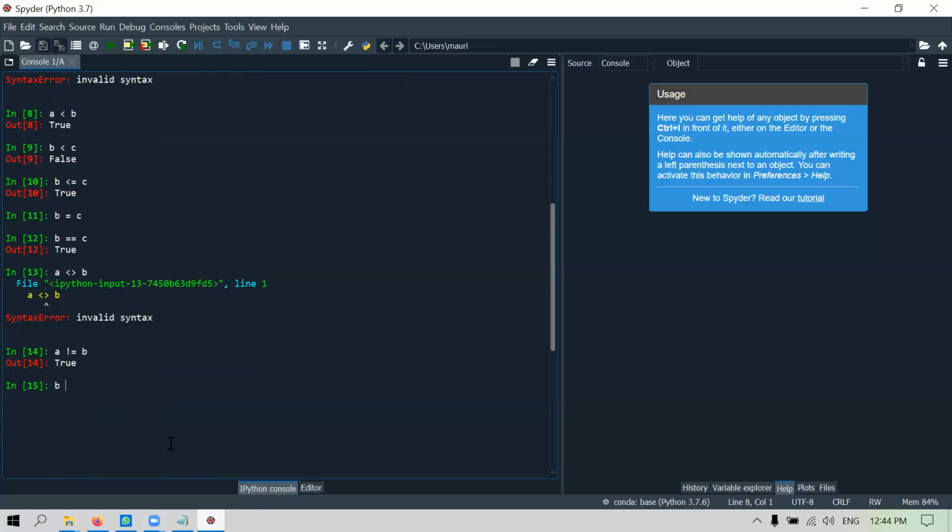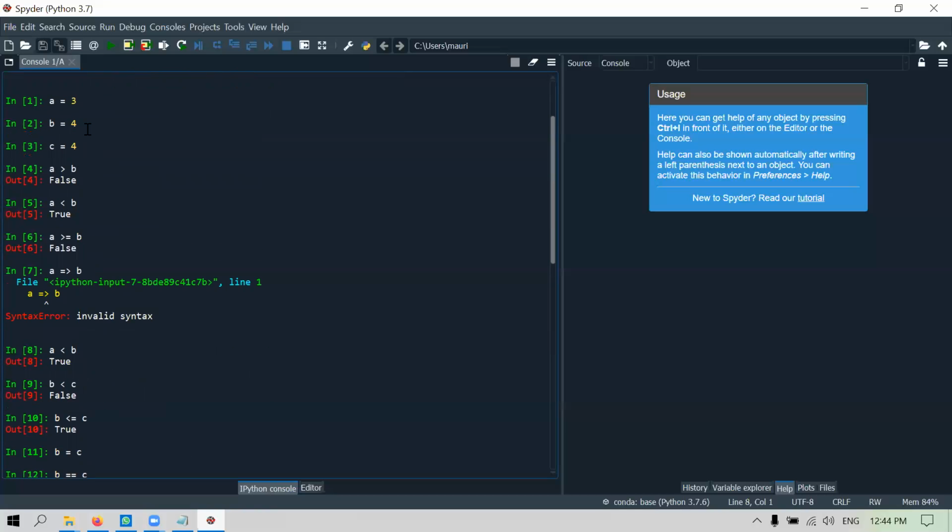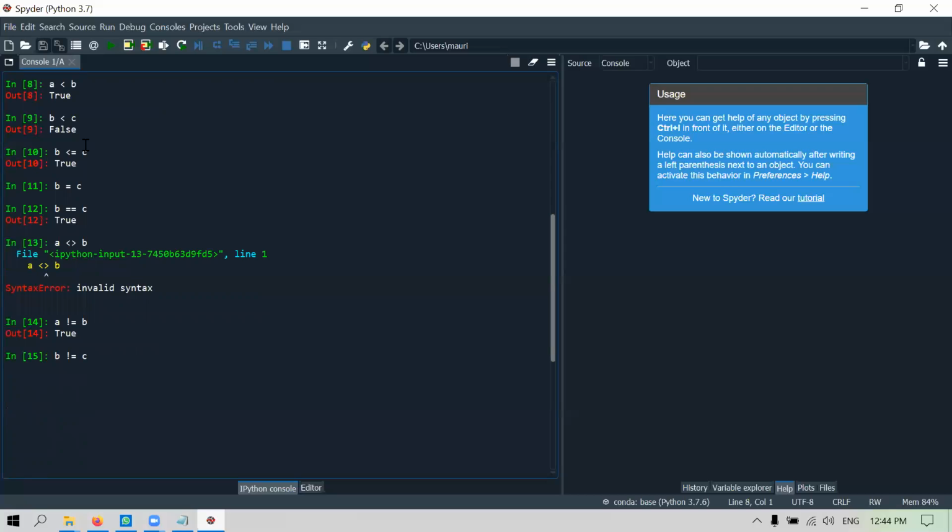How about, is B not equal to C? It should be false, since B is 4 and C is also 4. So B is actually equal to C.